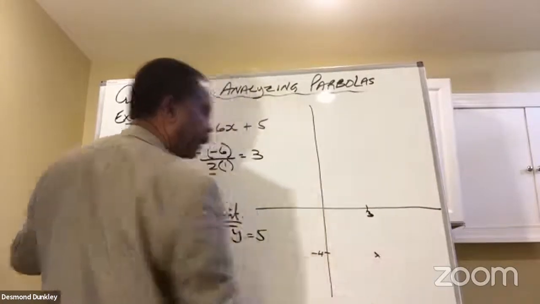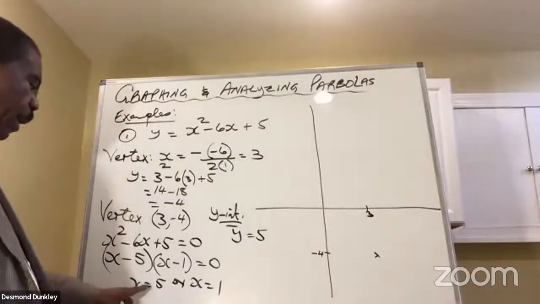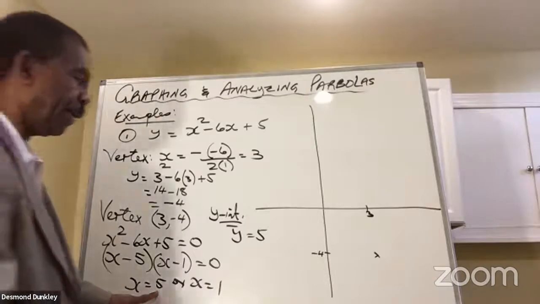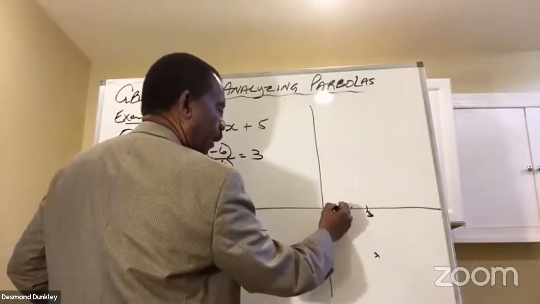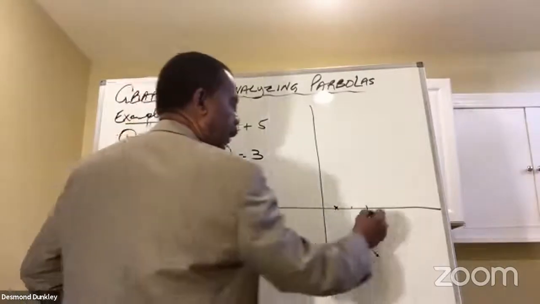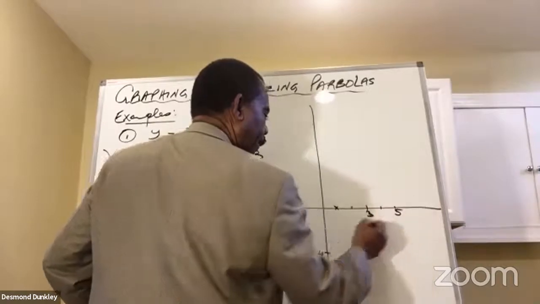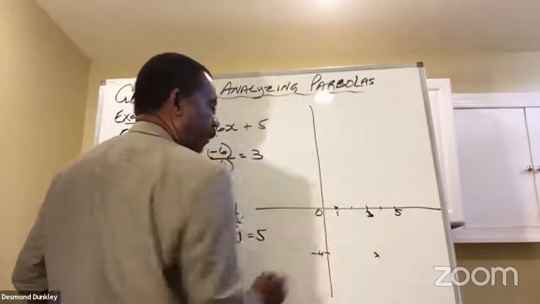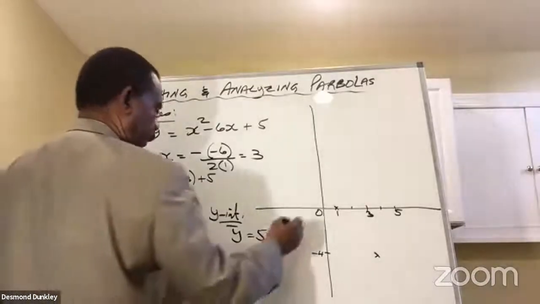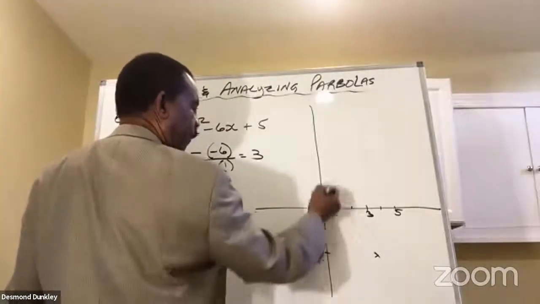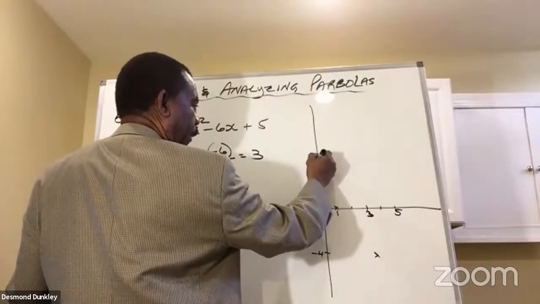This is your vertex. Where are the intercepts? 1 and 5. So if that is 3, this will be 2, this will be 1. And then this will be 4, this will be 5. This is 1, this is 0. And then we have the y-intercept, of course, is 0, 5. So this is 4. So 5 is about here.